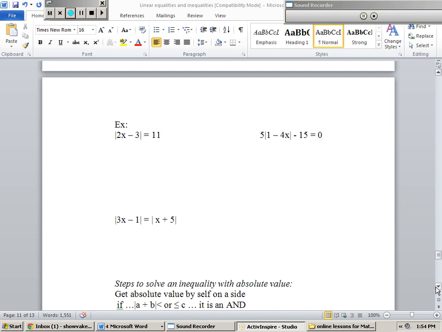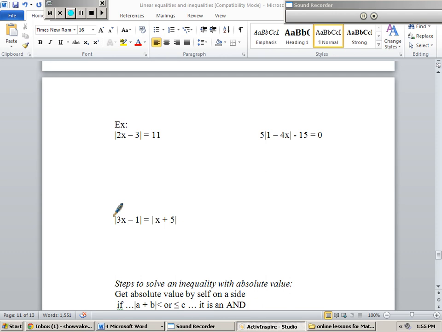Okay, so get your absolute value by itself. Your absolute value is by itself on this side, so I need to do nothing except split it into two. On the one side, I write 2x minus 3 equals 11, and on the other side, I write 2x minus 3 equals negative 11 for the opposite side of the absolute value. Solve it, add my 3, x is 7, add my 3, x is negative 4. So it means the x will cross at 7 and negative 4 when I graph this.